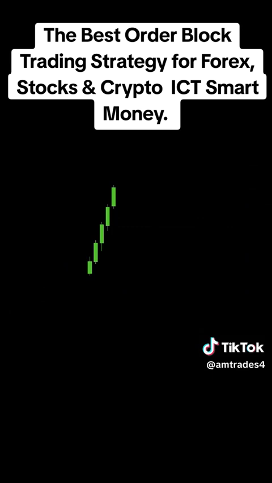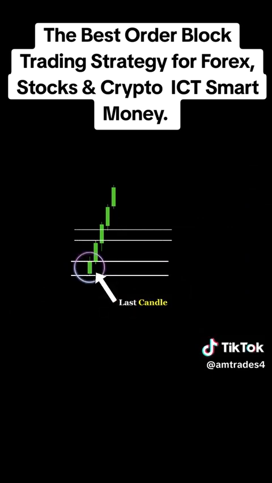In practice, we mark the last candle before the gap as our order block zone. That's the candle where institutions likely made their decisions. If price returns to that level, it often reacts sharply because those large players are still active around that area.